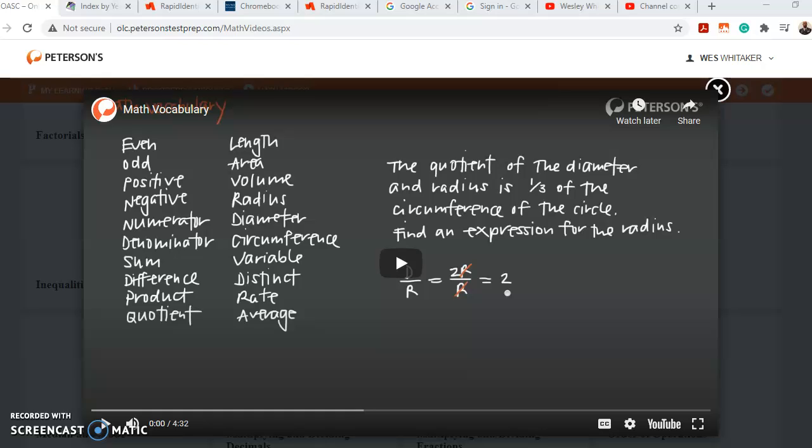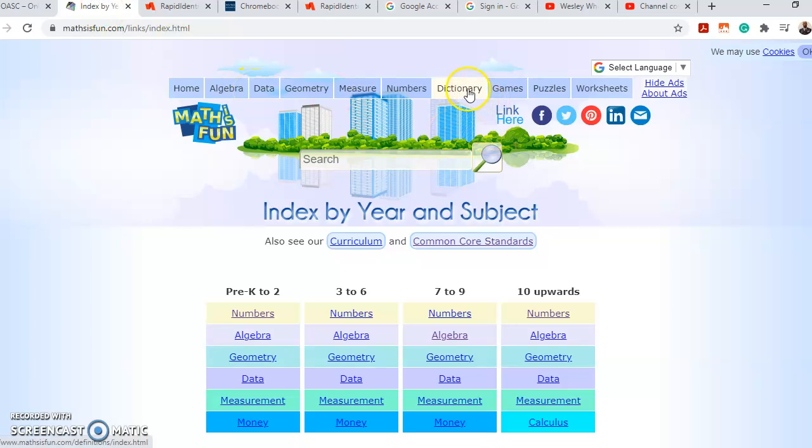For my students, as they're doing math problems, they have trouble trying to find out what the words mean. By helping them find out what the words mean, they're able to figure out how to solve the problem. Mathisfun.com helps me because it has a dictionary.